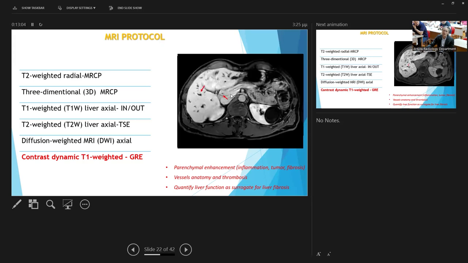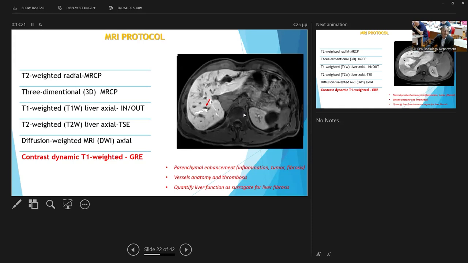We are able to recognize also the thickening of the peribiliary wall, and please pay attention to the round area of enhancement that could be in line with the diagnosis of a cholangiocarcinoma lesion.